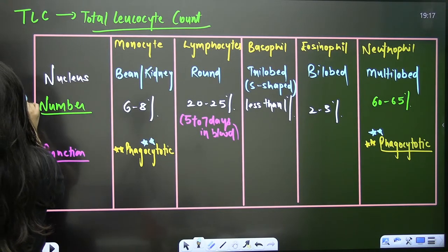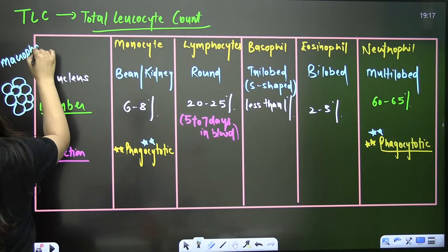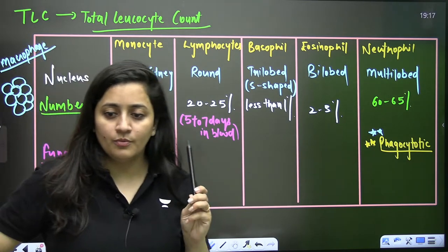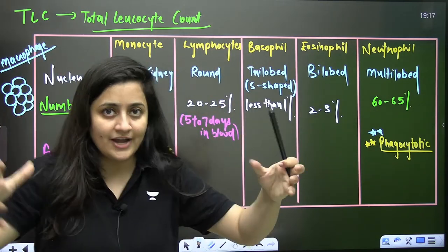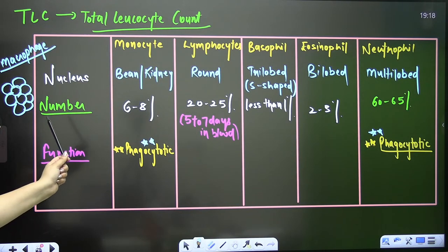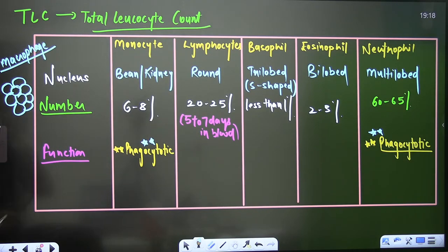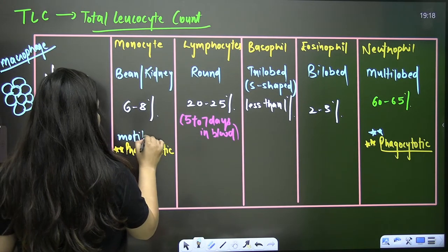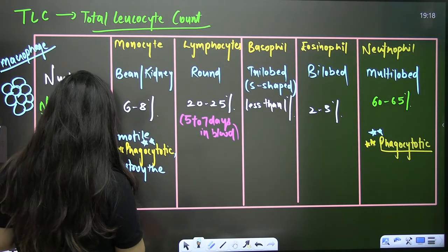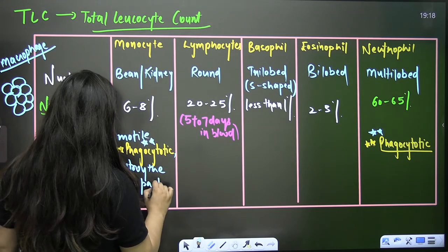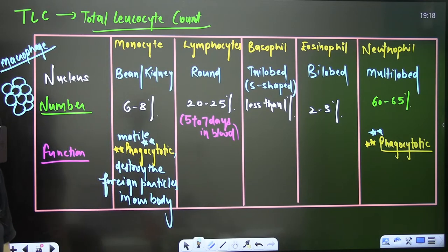And bache, these monocytes all together will form a giant monocyte, and you used to call that macrophage. How many of you remember the word macrophage? Macrophages are phagocytotic cells, na? So basically your monocytes become giant and can form this macrophage. So monocytes are motile and phagocytotic. They can destroy the foreign particles in our body.